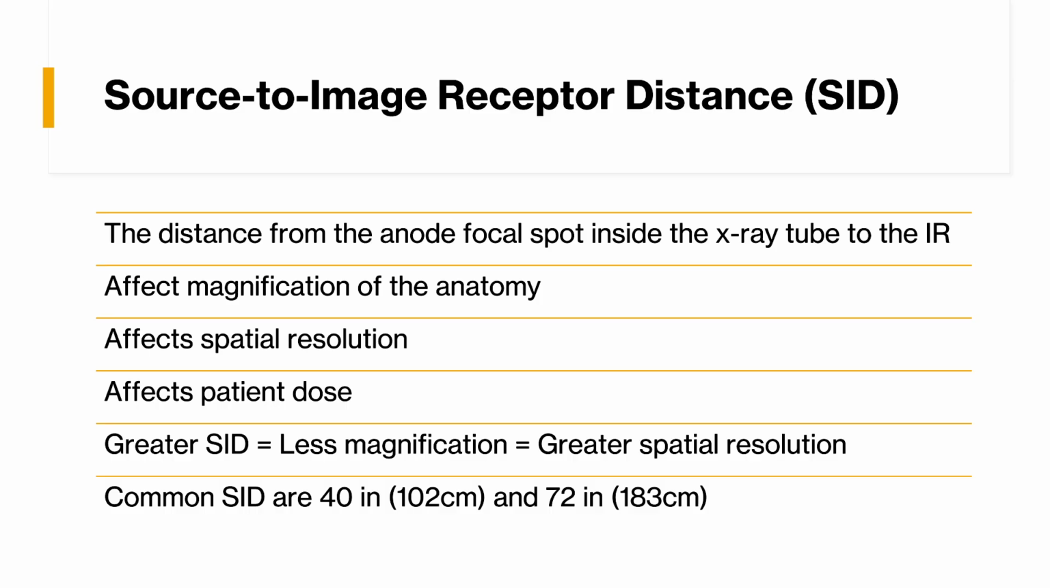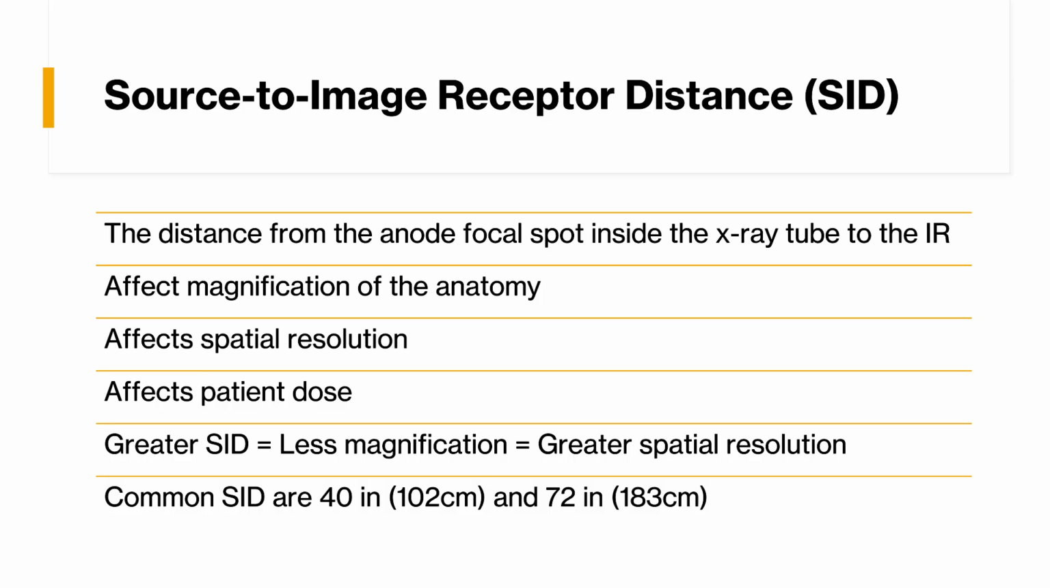This will be the distance from the anode focal spot, which is inside the X-ray tube, to the imaging receptor, the IR. So basically, the distance from the tube to the imaging receptor. It will affect the magnification of the anatomy. Every setup has a pretty standard SID that you'll use.